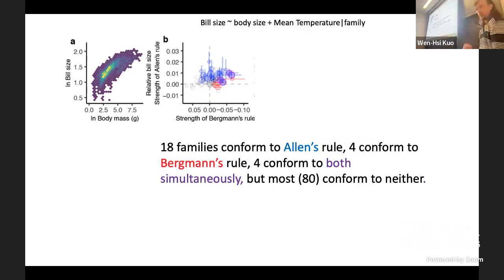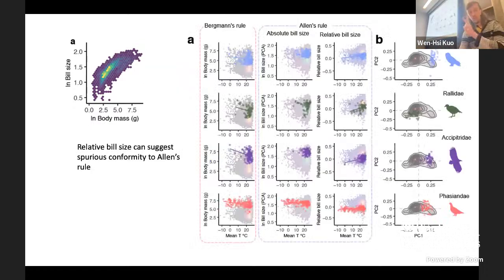So then we extracted those slopes and we see largely the same kind of pattern, right? Most families are not conforming to either rule at the same time. However, we see more families, about 16 families end up conforming to Allen's rule, shown in blue here, 4 families that conform to Bergmann's rule, shown in red, and also 4 families that apparently conform to both rules at the same time.